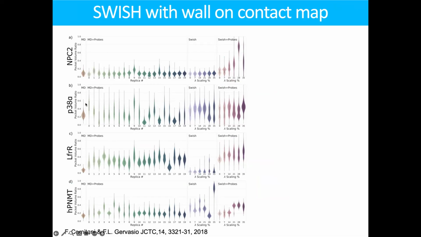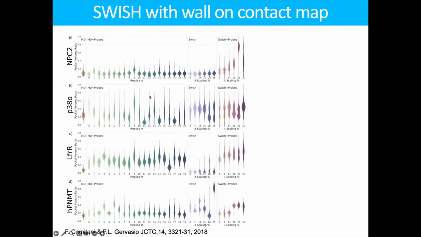The first one is plain MD. Again, this is the pocket volume ratio. These are many replicas with mixed solvent. This is Swish alone, and this is Swish with probes. So you see that in most cases, just MD does not encourage the opening of the cavity. Maybe P38 alpha, you have something, but not much.